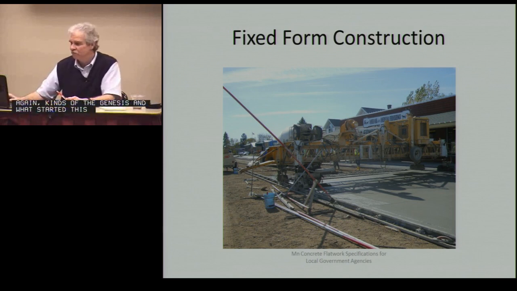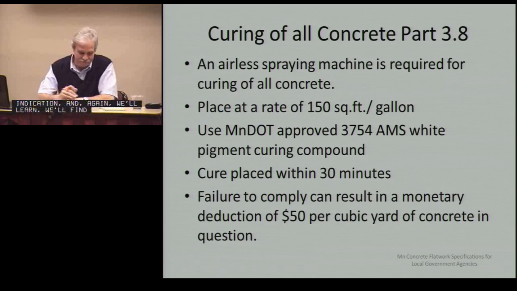And again, we're going to learn. We'll find the holes and things like that, mistakes we made and things we'll have to work on. The curing of all concrete will be done at the same rate as the DOT, 150 square feet per gallon. We're going to go to the new alpha methyl styrene cure. Alpha, A-L-P-H-A, methyl styrene. That's what the AMS stands for. It's 3754 by the DOT specification. It's a very good cure. It's an expensive curing compound.